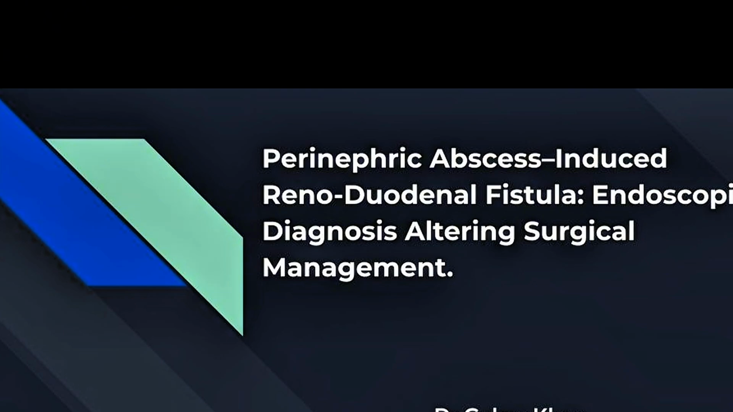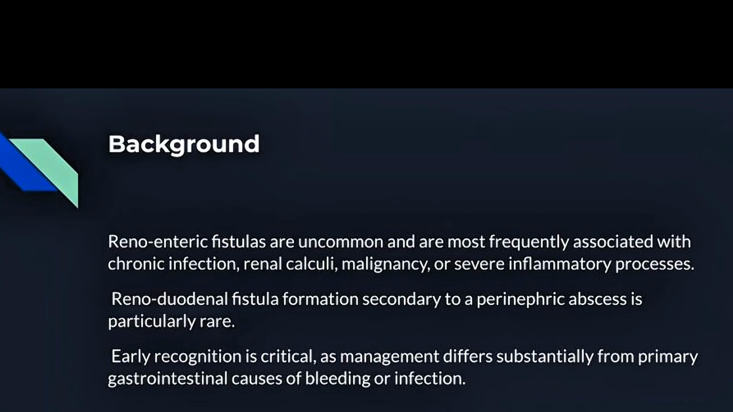Today, I will discuss a very interesting case of perinephric abscess induced reno-duodenal fistula, diagnosed endoscopically and resulting in significant changes in surgical management. As we know, reno-enteric fistulas are uncommon and are most frequently associated with chronic infections, renal calculi, malignancy, or severe inflammatory process. Reno-duodenal fistula formation secondary to perinephric abscess is particularly rare. Early recognition is critical as management differs substantially from primary GI causes of bleeding or infection.